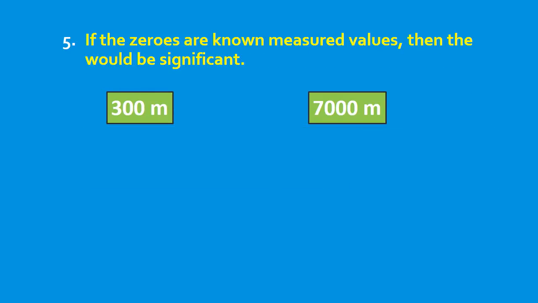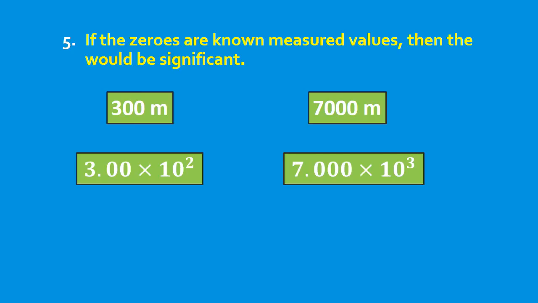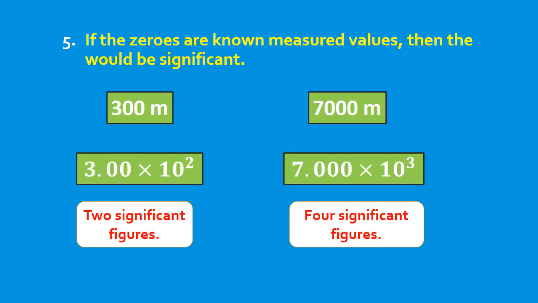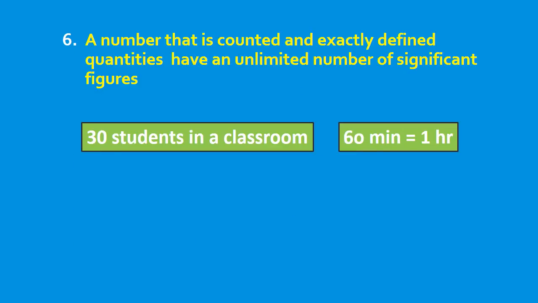Now, if the zeros are known measured values, then they would be significant. For example, if you were to measure a length of 300 meters or 7,000 meters, then these zeros are significant. So again, write the value in scientific notation. That makes it clear that the zeros are significant. If you write it as 3.00 by 10 to the 2, then we have 3 significant figures. 7.000 by 10 to the 3, we have 4 significant figures.